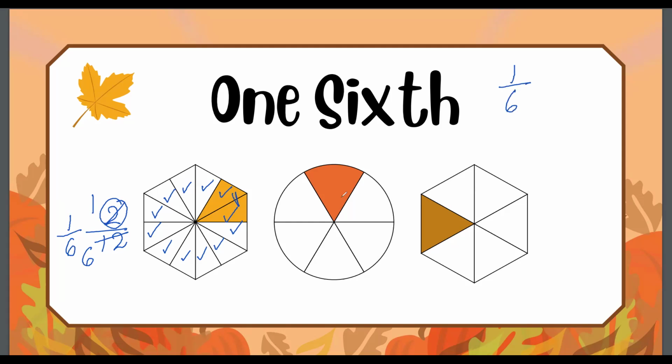Now let's come to the next figure. We have to count the number of parts. So 1, 2, 3, 4, 5, 6. Total number of parts is 6 and only 1 is colored. So 1/6 is the answer. Now the next figure: 1, 2, 3, 4, 5, 6. So the total number of parts is 6. Only 1 is colored. So that's how we are getting our answer 1/6.